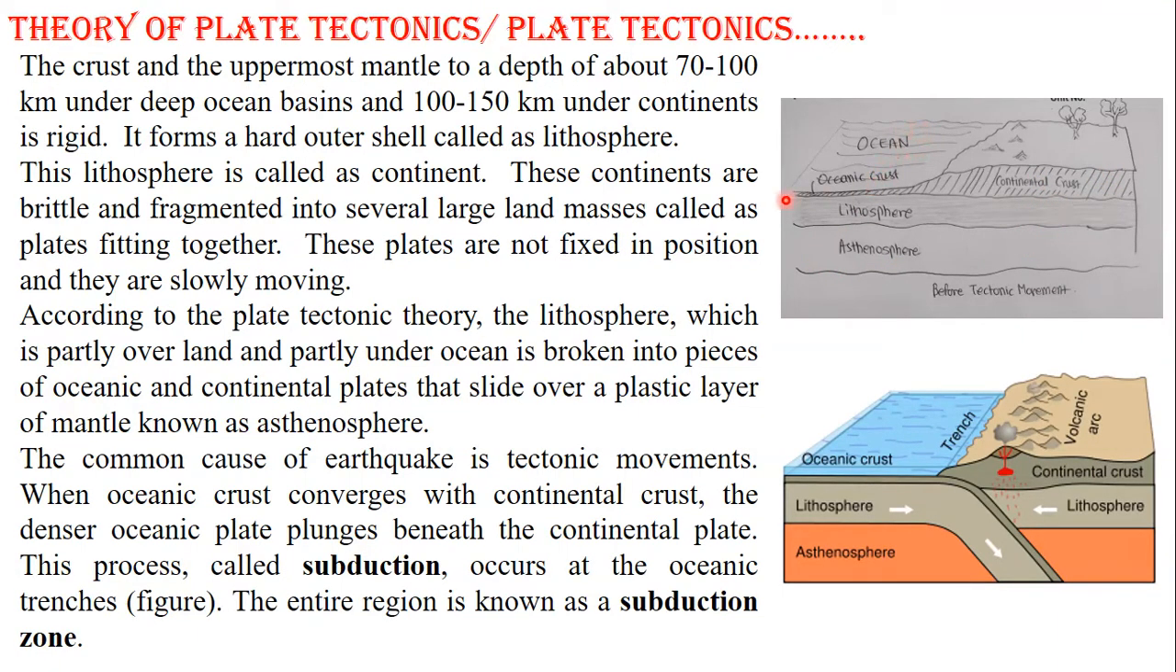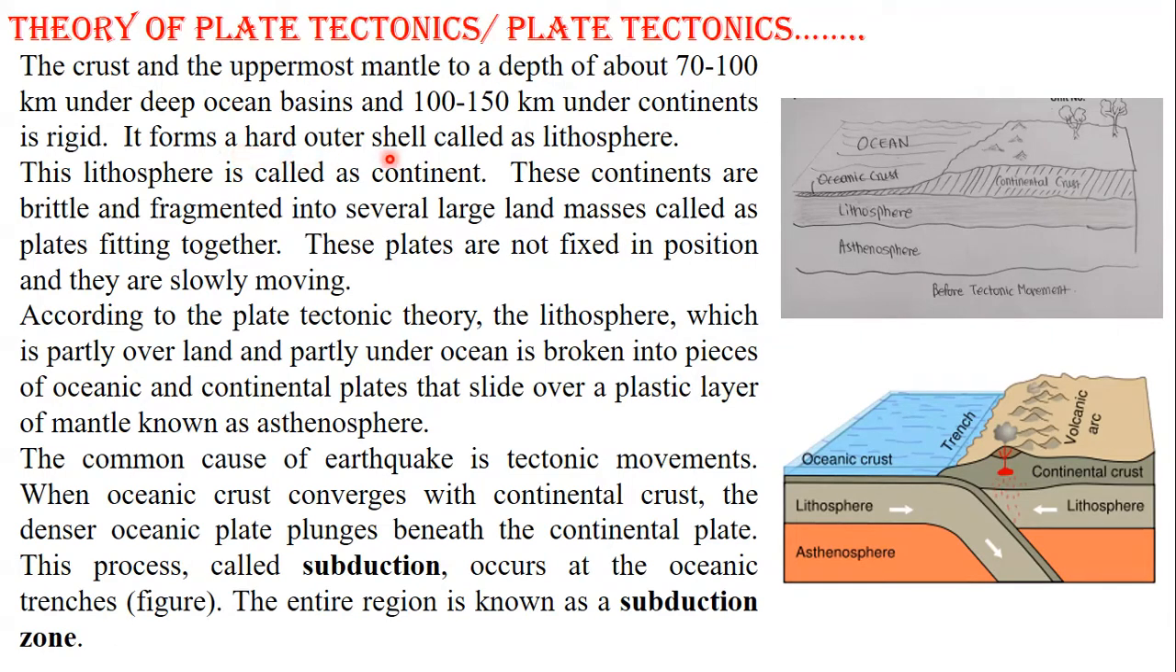The crust below the ocean is called oceanic crust and the crust below the continent is called continental crust. So let us see the theory. The crust and the uppermost mantle to a depth of about 70 to 100 kilometers under deep ocean basins and 100 to 150 kilometers under continents is rigid. So this portion is rigid, which is below the ocean and below the continents. The depth of the layer below the ocean is 70 to 100 kilometers and that below the continent is 100 to 150 kilometers. And this layer is rigid.